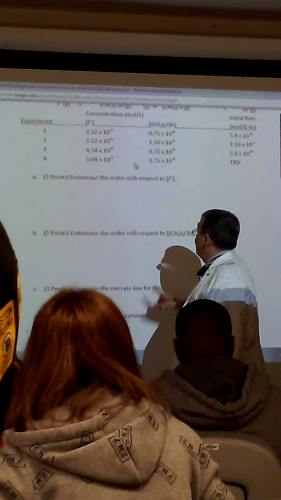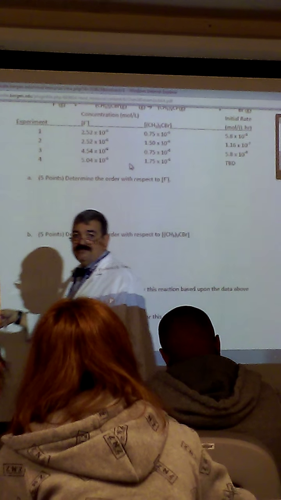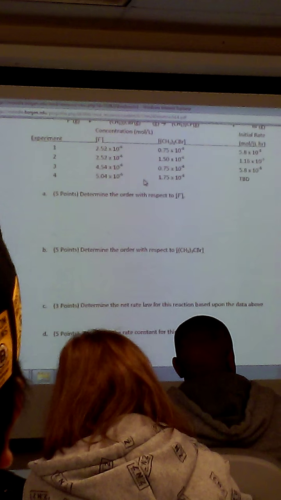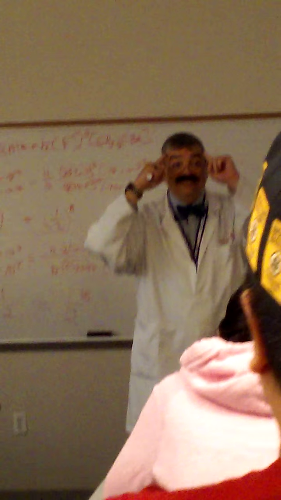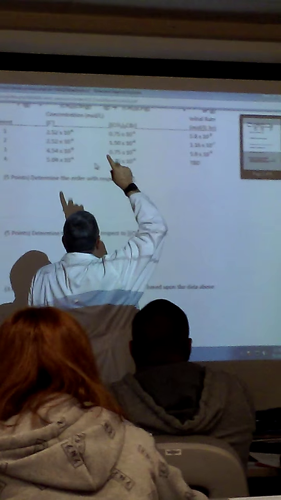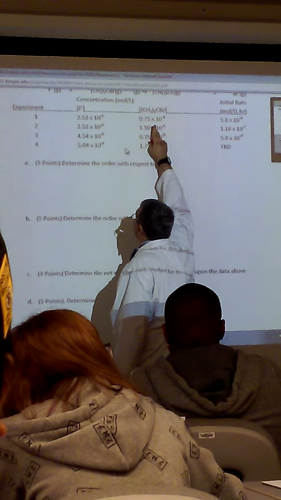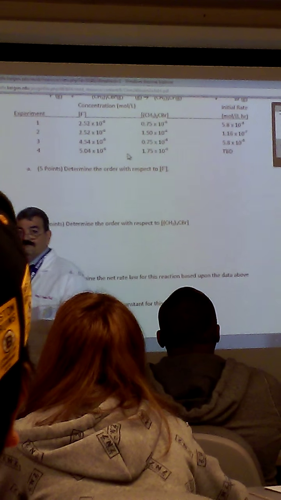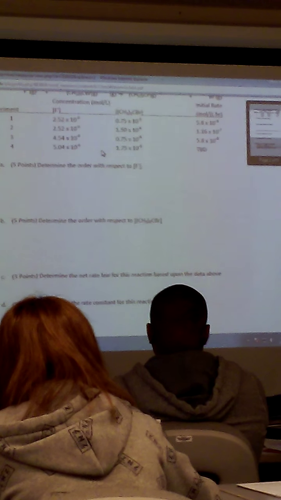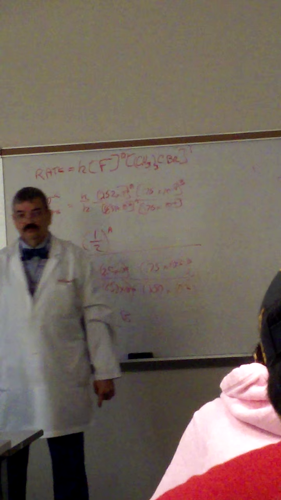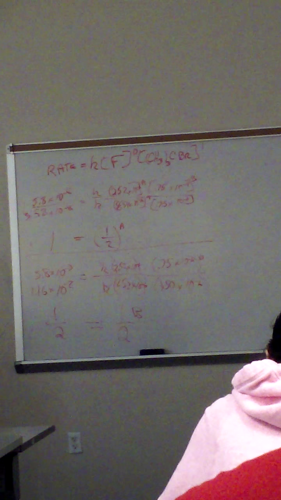How do I do this one? Well, determine the order with respect to that alkyl halide. Whenever you do an experiment, everything remains constant except for the thing you're studying. So I need this to change and this to stay constant. Determine the rate law. This is the rate law for the reaction. Okay. The next two.